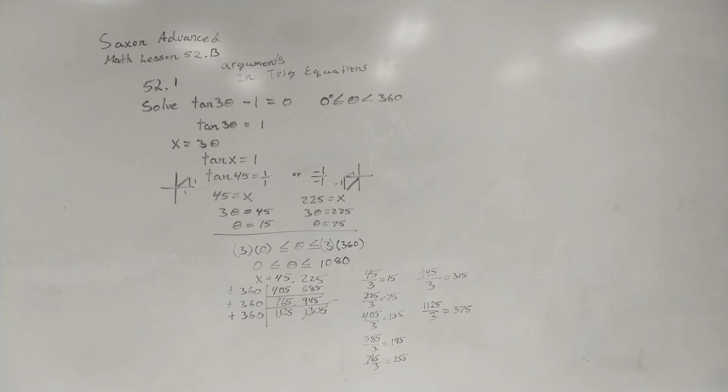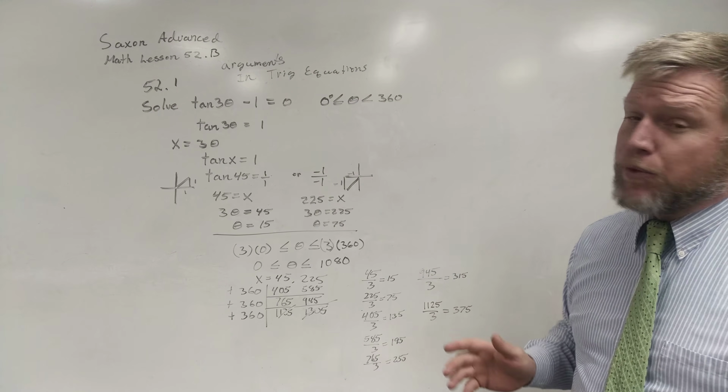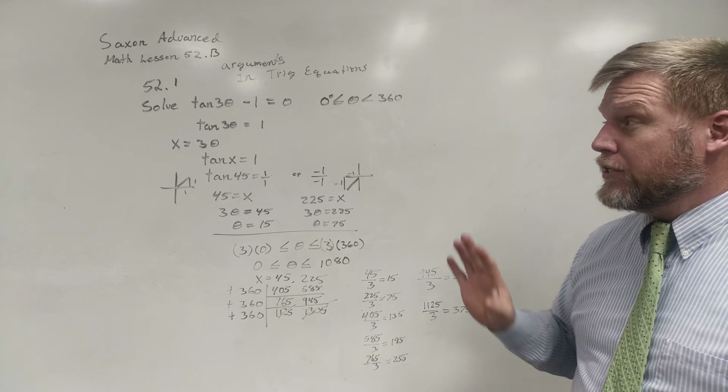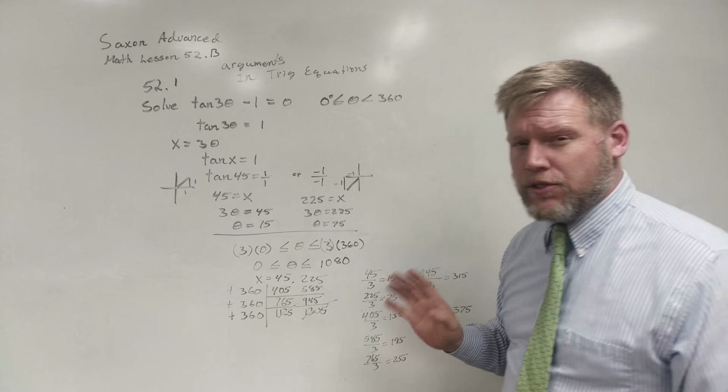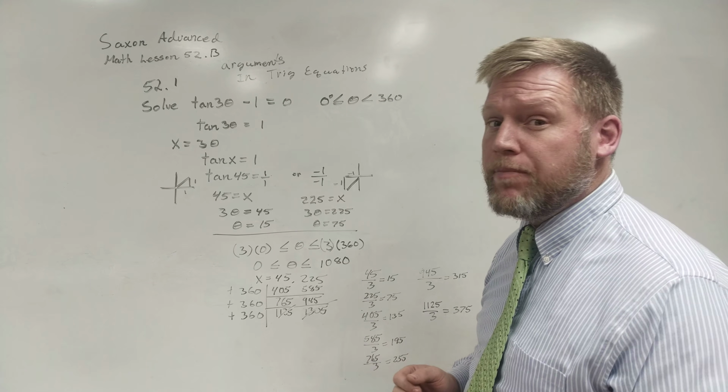Saxon Advanced Math Lesson 52.b. This is arguments and trig equations. And we're going to jump right into this with an example. And I'm going to change the example the book used just a little bit to make it a smaller step for some people.